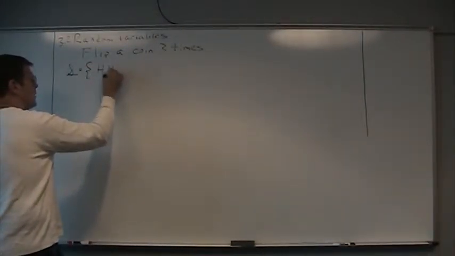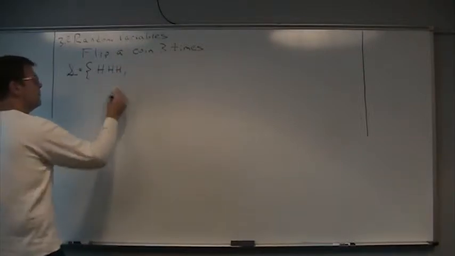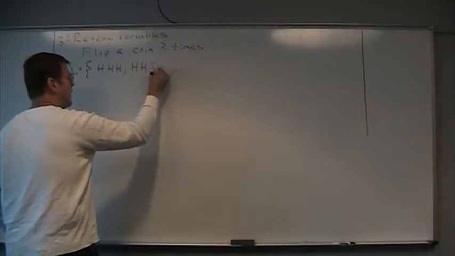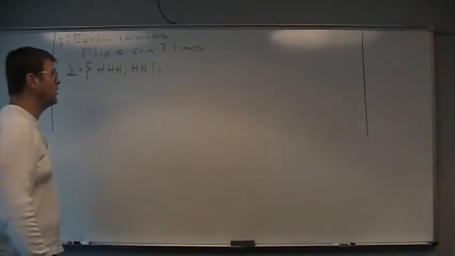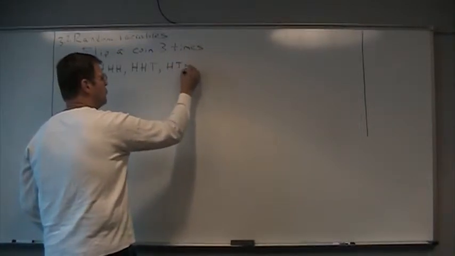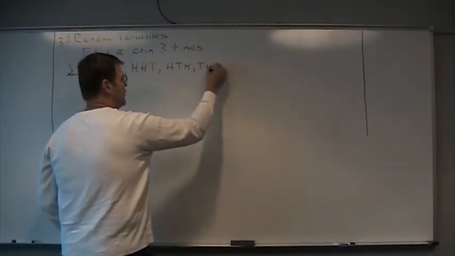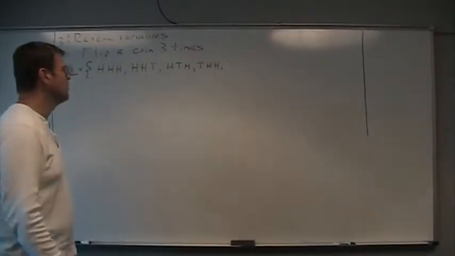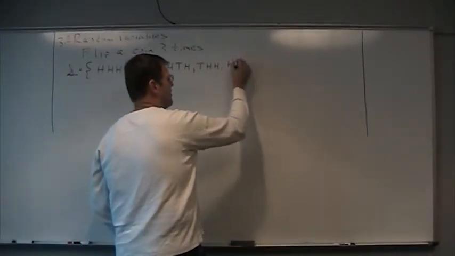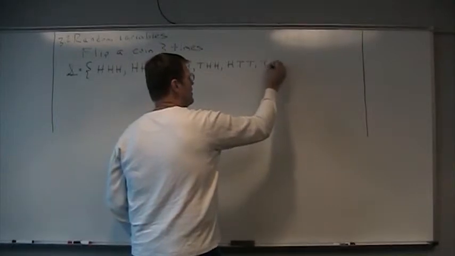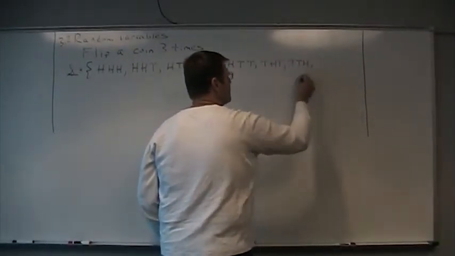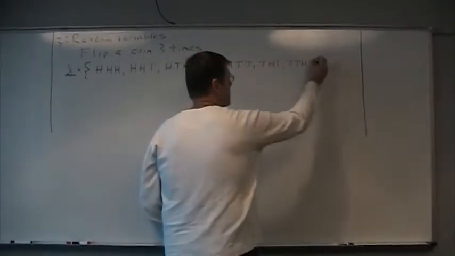So one possibility is that we get 3 heads. Another possibility is that we get 2 heads followed by a tail, but we can also get 2 heads and a tail in the form HTH or THH. We can get 1 head and 2 tails, so that's HTT, THT, TTH. And we can also get 3 tails.